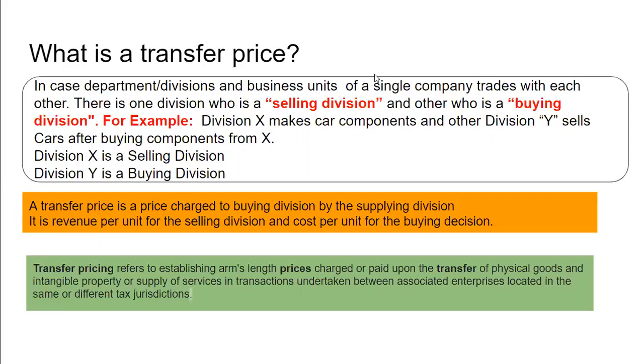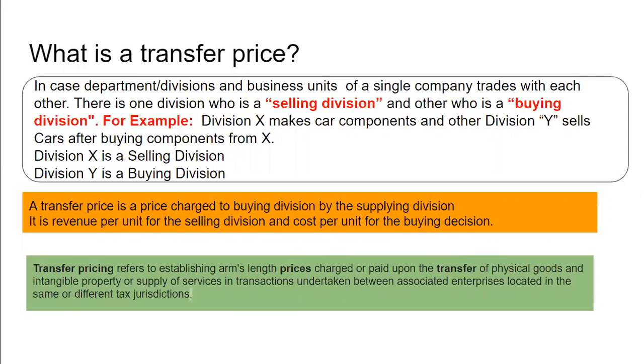Transfer price is the price charged to the buying division by the supplying division. It is the revenue per unit for the selling division, because it provides goods to the buying division, and the same price is the cost to the buying division. For example, a company has two divisions: one makes batteries and the other one makes cars.